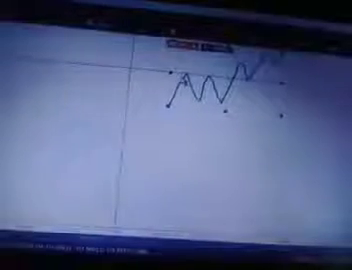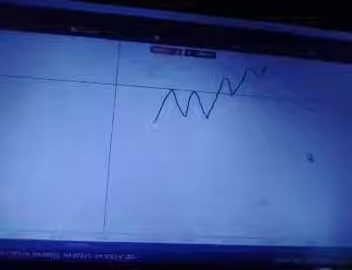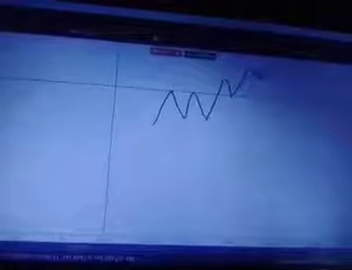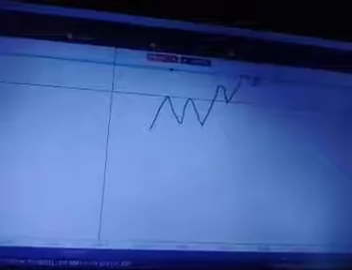Like this level, which acted as resistance at this point and at this point, this level was broken, and the market came back to this same level, and they made this level act as a support. It's kind of like an upstairs house. In an upstairs house, you have, let's say, 3 floors. Here you have the first floor, second floor, and the third floor.